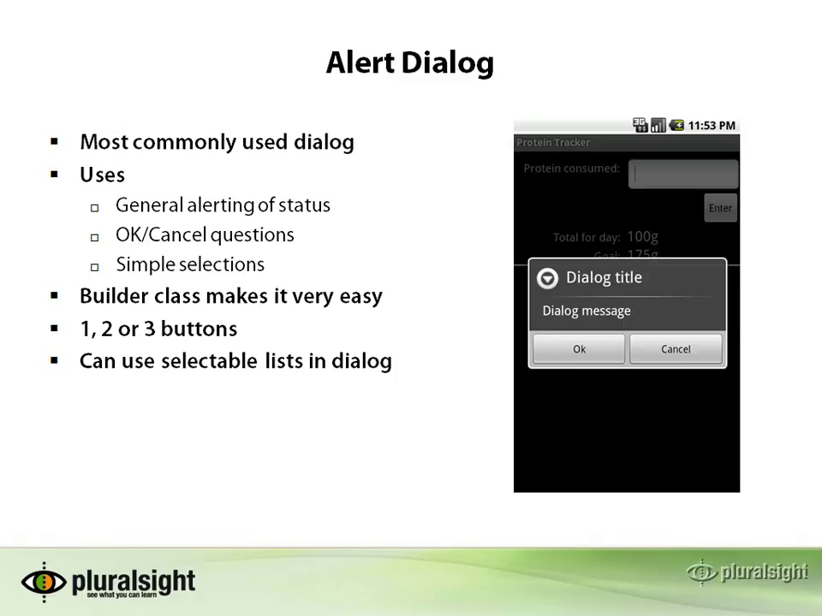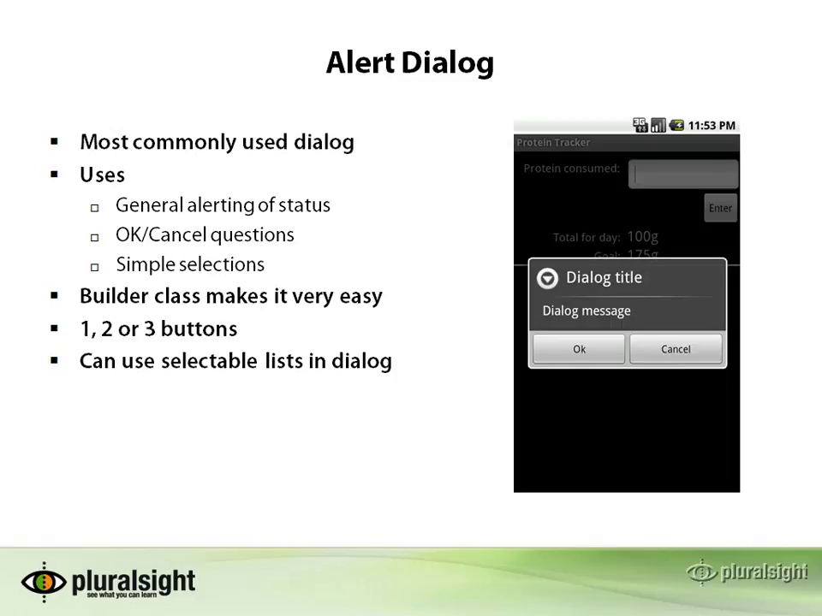Some good uses for the alert dialog are things like just showing a status message of what's going on to your user, or getting an OK cancel type of question, a yes no type of answer, or some kind of simple selection. Maybe you have a multiple choice selection, or you need to have the user check one or two items. Basically, those types of things are what the alert dialog is designed to do, and it's designed to do this with minimal effort. It makes it really easy to do.